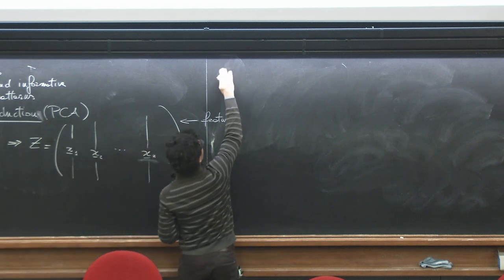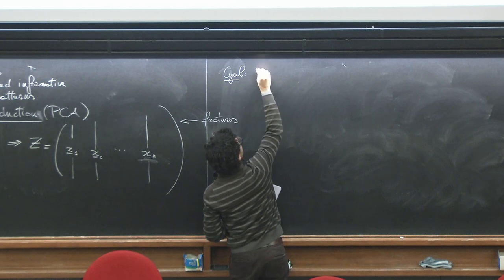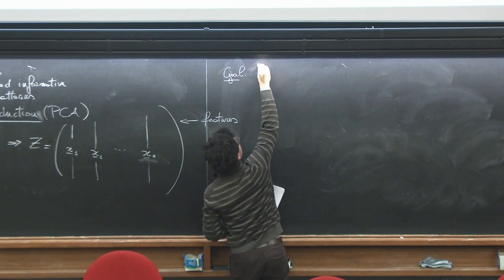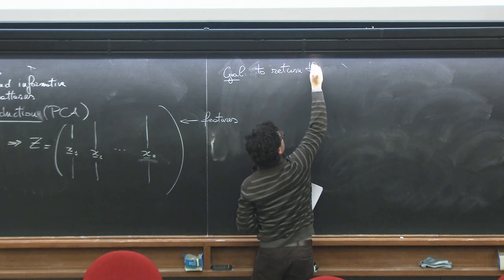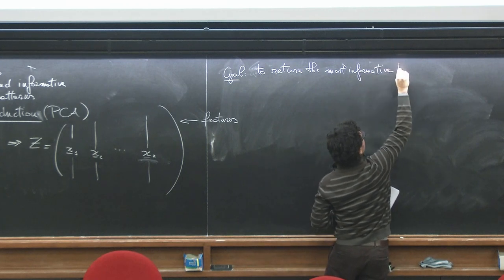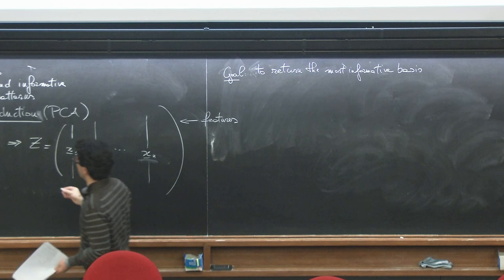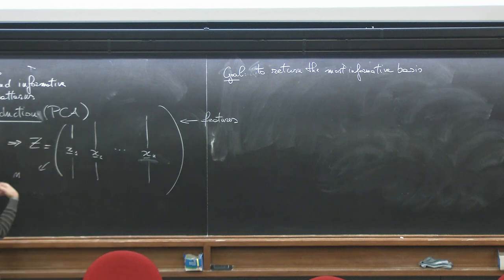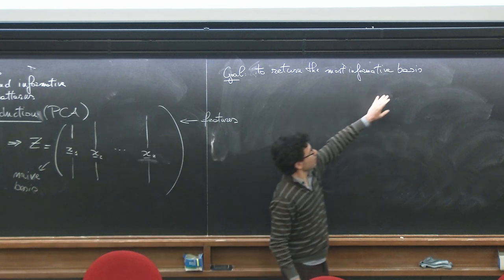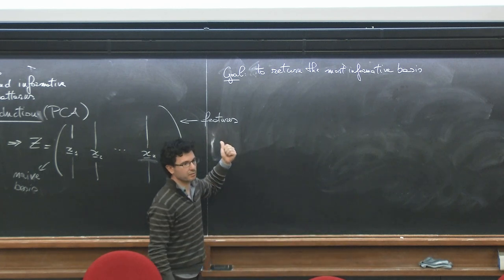The main goal of PCA is that it returns the most informative basis, in a sense. What do we mean by basis here? Well, this is a matrix, so a basis is associated to it. The one that is given to you directly by your data is called the naive basis. And the most informative basis will be given by a combination, in the easiest case linear combinations, of the most informative features here.